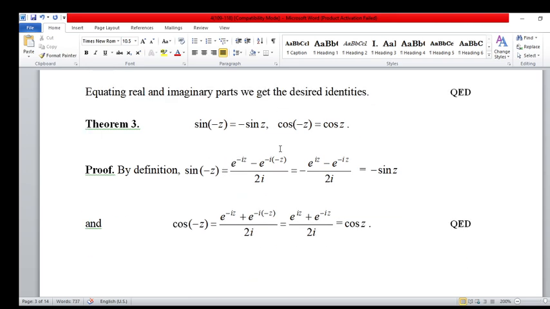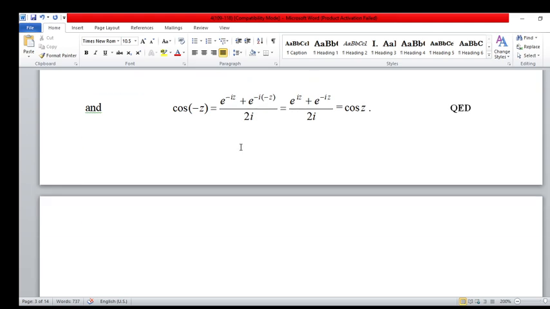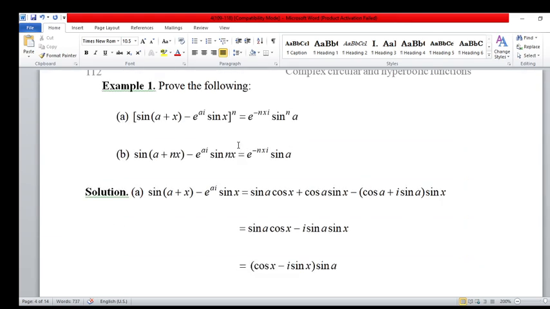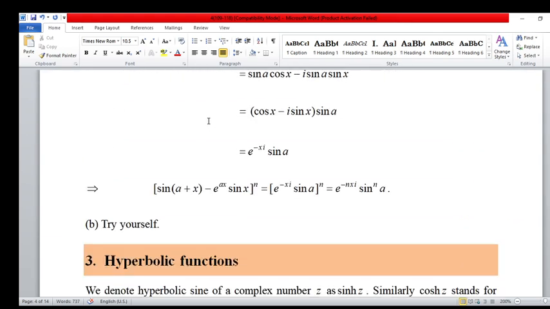You can understand easily. Next is the theorem: sin(−θ) is minus sin θ, cos(−θ) is cos θ. So this is again a simple formula.